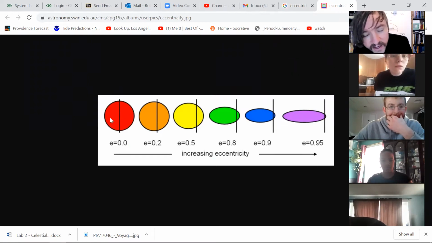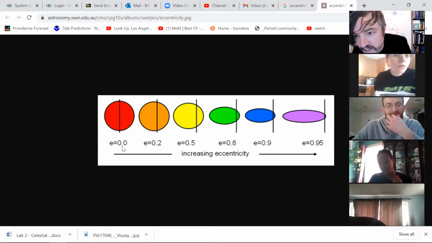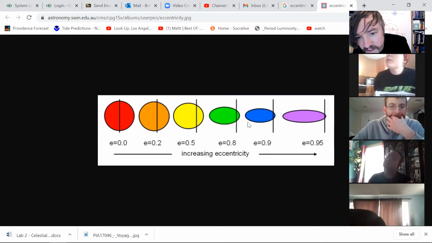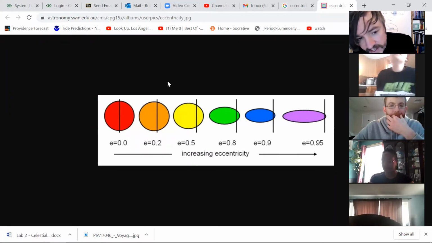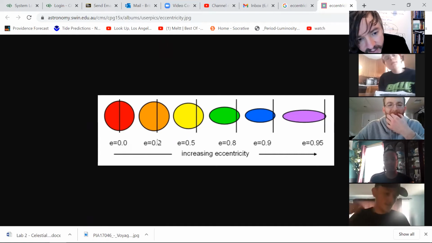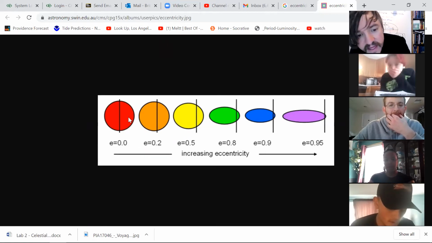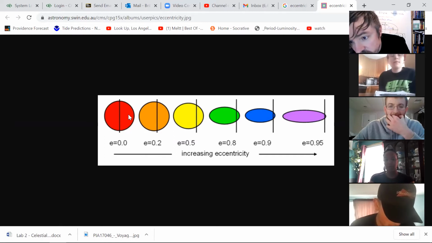On the left-hand side, a circle is technically an ellipse. It's an ellipse with 0% eccentricity. As I go to 0.2, 0.5, 0.8, 0.9, notice I get more oval shaped and my orbit becomes more eccentric. Right here, I'm trying to point out to you guys that the orbits of planets and comets and stars can be circular. They can also be really extreme and very eccentric.